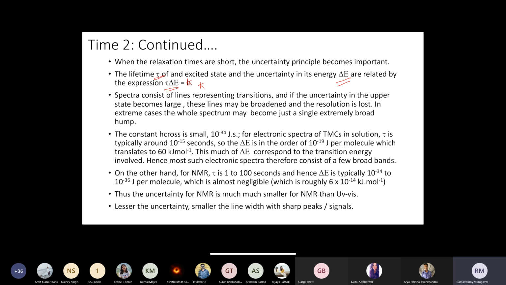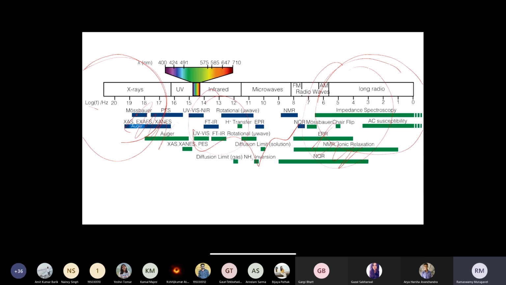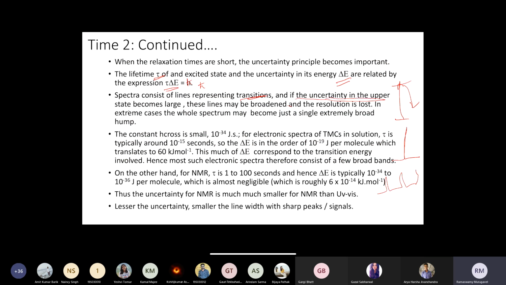Spectra consist of lines that represent transitions. I go up there and then come down here. These transitions are seen as lines in the spectrum. If the uncertainty in the upper state becomes large, the lines will be broadened and the resolution will be lost. If the uncertainty in the upper state is small, then the lines will be very narrow because the resolution is not lost.